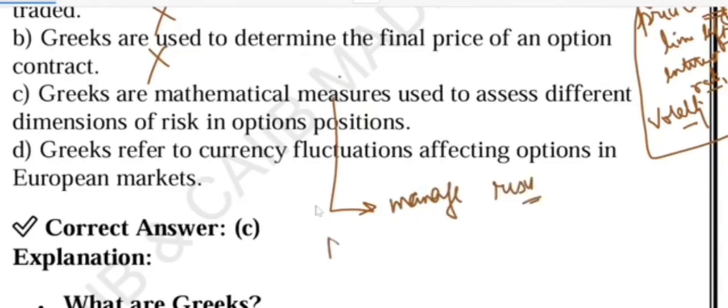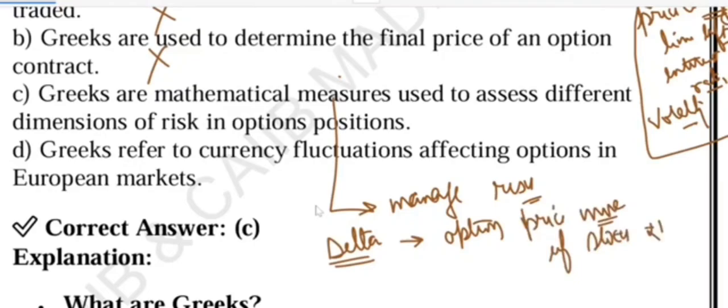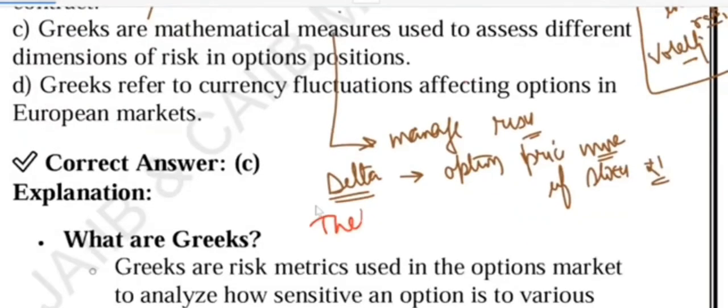For example, delta. Have you heard the name of delta? This delta shows how much the option price will move. This delta is a kind of Greek. It shows how much the option price will move if the stock moves by 1 rupee. Suppose a stock moves by 1 rupee, how much will the option price move? That is what delta tells you, right? And another Greek is theta. These are the Greeks you must know. Delta, theta. So what does theta tell you? Theta shows how much value the option loses every day as it gets closer to expiry, that is theta.